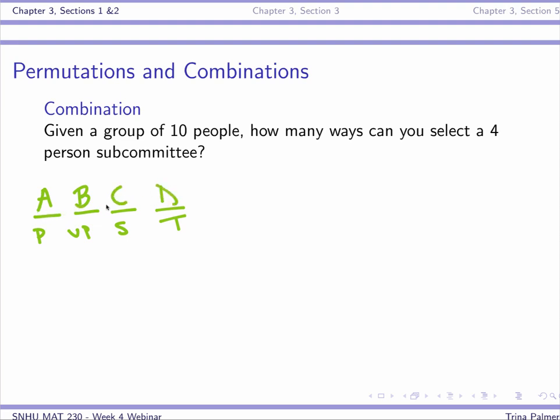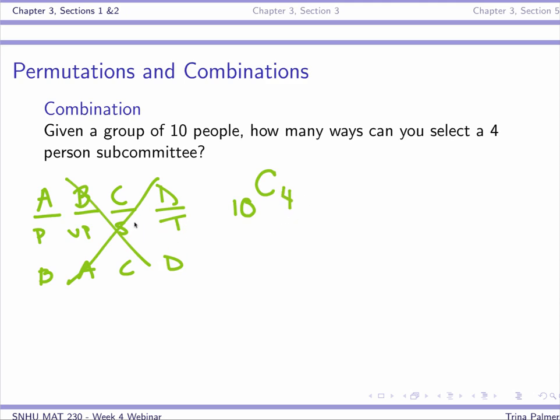If I just have person A, B, and C, that is different than if person B was president and A was vice president. Those are the same 4 people, but the order matters. Here, the order does not matter, so those two groups would be the same. And this is called a combination. So of 10 people, I want to choose 4 of them.